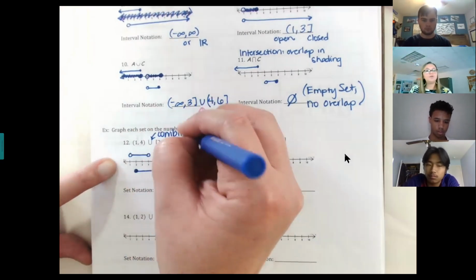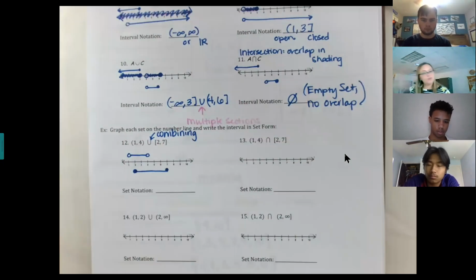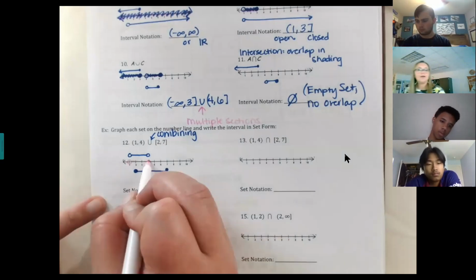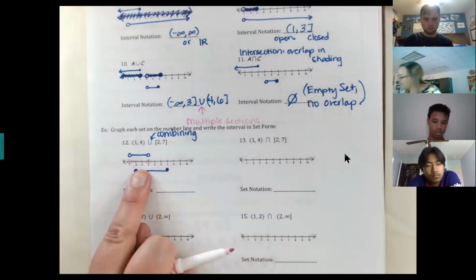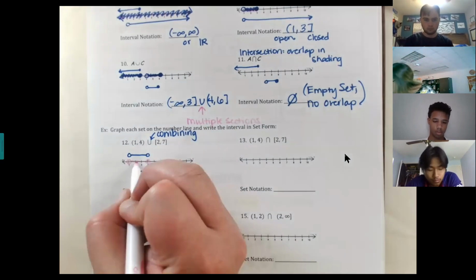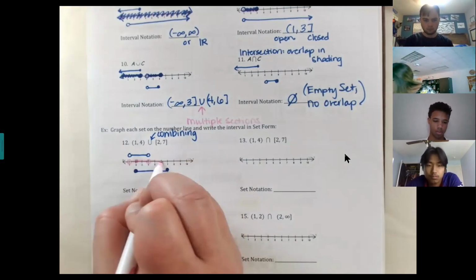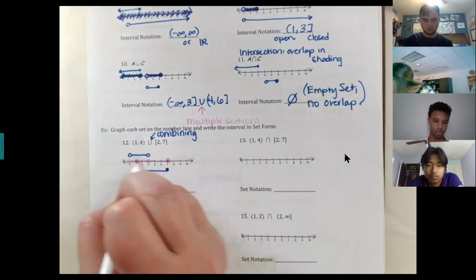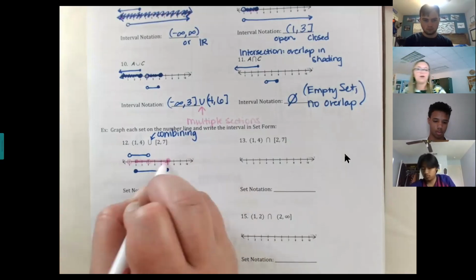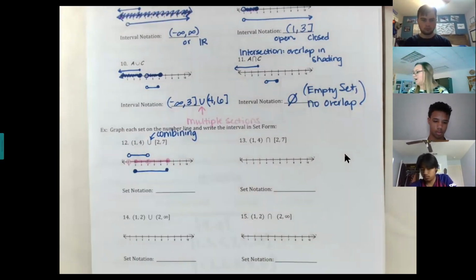So what I would do is start with one line, then put the other line on top of it. I'm going to start at 1, stop at 4, but then when I come down to this number line, I'm putting a closed dot on 2, and then I'm going to shade all the way until 7. So even though the 4 was not shaded on the top number line, it ends up getting shaded by the bottom number.